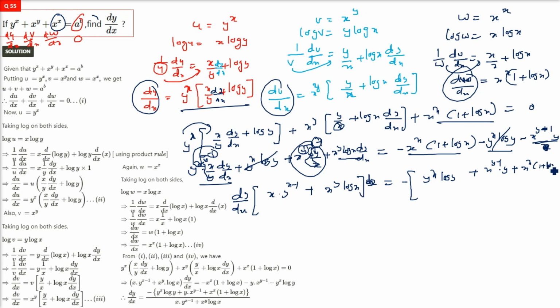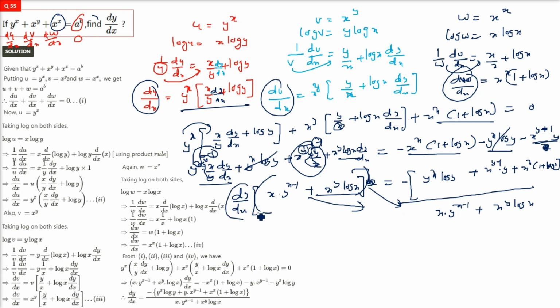Okay, now in the denominator, just take this in the denominator: x y to the power x minus 1 plus x to the power y log x. So this is the final answer. Okay, you can just match it also. Negative will always be there. Numerator, denominator, numerator, denominator.